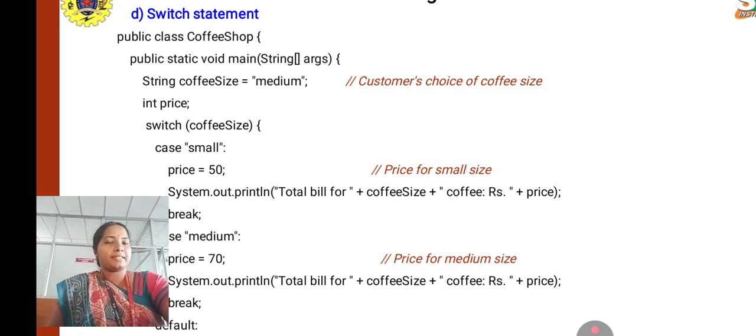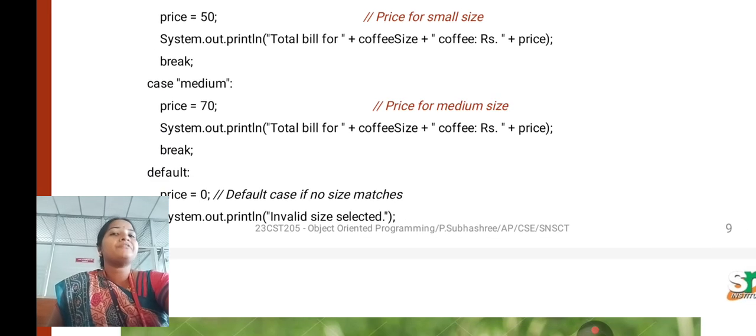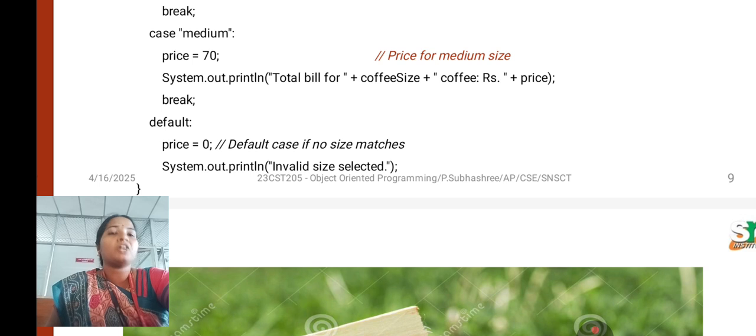Switch coffeeSize. Okay. Case small, case big, case medium. We can give as many values as we need. Case small: price equal to 50. So if I get a small cup of coffee, its price is 50 rupees. Okay, break. Then case medium. If it is a medium size cup, then the price will be 70. If the customer didn't give any value, the price will be 0 because he did not buy any coffee, right? So it will be 0.